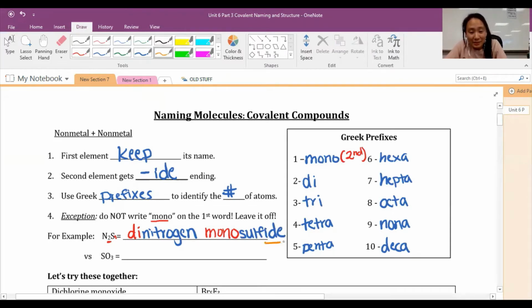So let's see how's that different from this one right here. So here we only have 1 sulfur. But you do not write mono. Mono only belongs to the second element. So you just go ahead and write sulfur because the first element always keeps its name. So sulfur, and then you have a 3 here. So what's the prefix for 3? Tri, and then the element is oxygen, but you have to have an IDE ending. So it's gonna be trioxide. Very good. And that's how you do it. Okay, let's do a few more examples together.